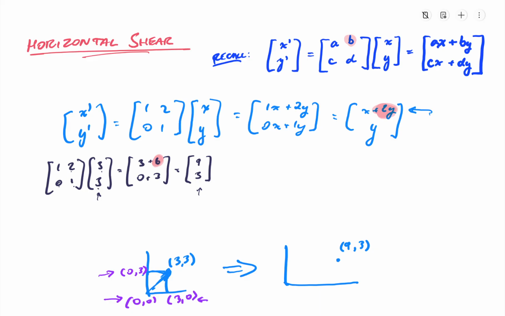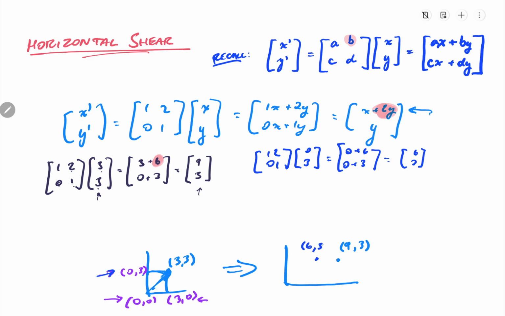So if we look at this, we're going to pick 0, 3 first, and we'll do it in blue. So we have 1, 2, 0, 1 times 0, 3. That gives us 0 plus 6, and then 0 plus 3. We have a point at 6, 3. Where is that? 1, 2, 3, 4, 5, 6. Let's put that there. So that will be at 6, 3.